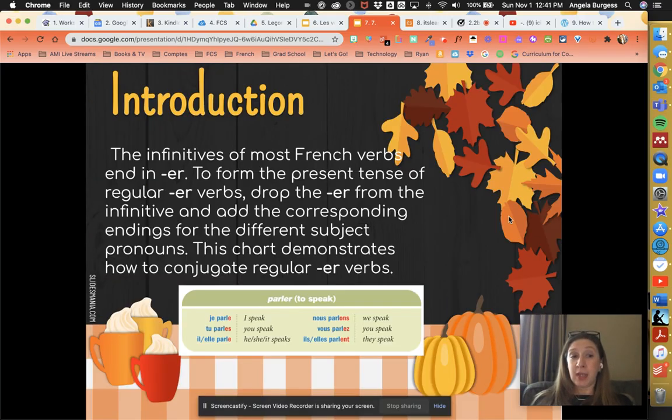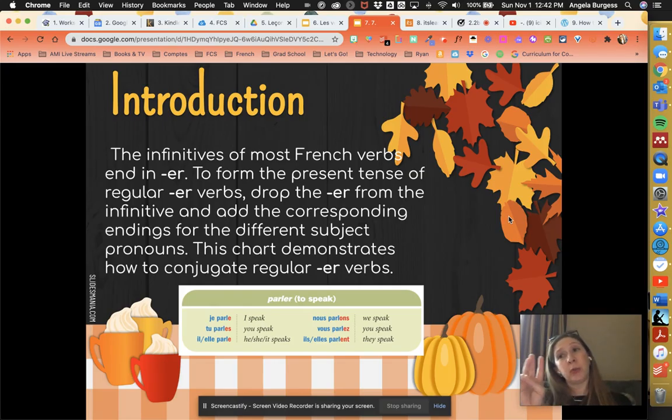The infinitives of most French verbs end in ER. There's a 3-step process to follow to conjugate your verbs. Step 1, you take off the ER at the end of the verb. Step 2, identify your subject. Step 3, add the corresponding ending. So three steps: take off the ER, identify your subject, add the appropriate ending.